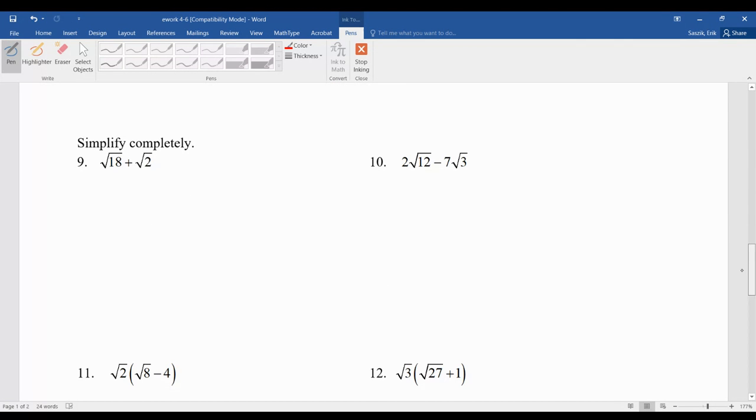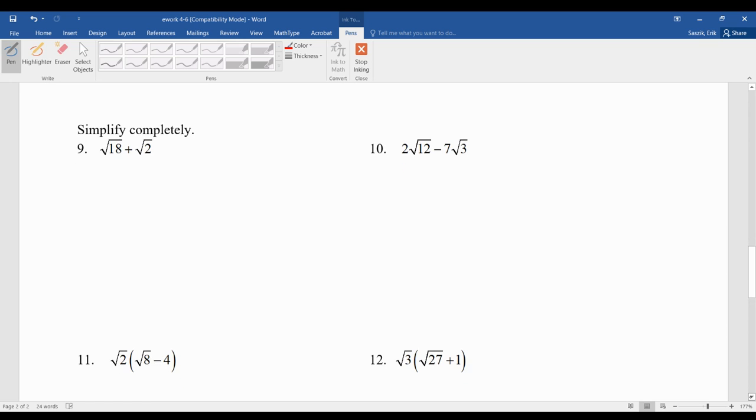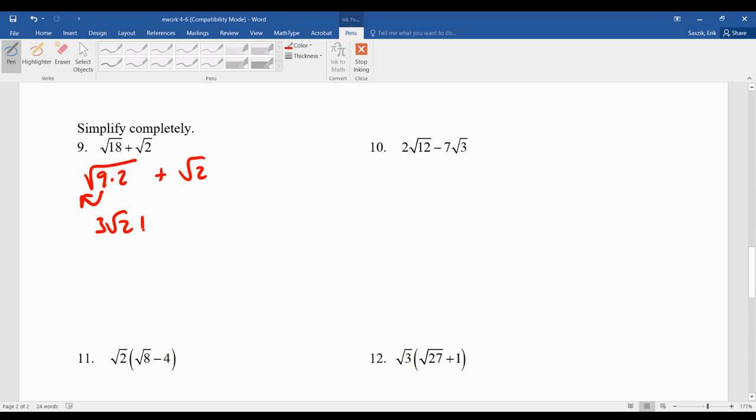Okay, these top two are review. So you might want to pause here and see if you can do these yourself. This is stuff we did last week. Break up 18 to 9 times 2. That comes out as 3. So we have 3 root 2 plus root 2. Now this is commonly missed, this last step. There's an invisible 1 here. So 3 root 2 plus 1 root 2 is 4 root 2.